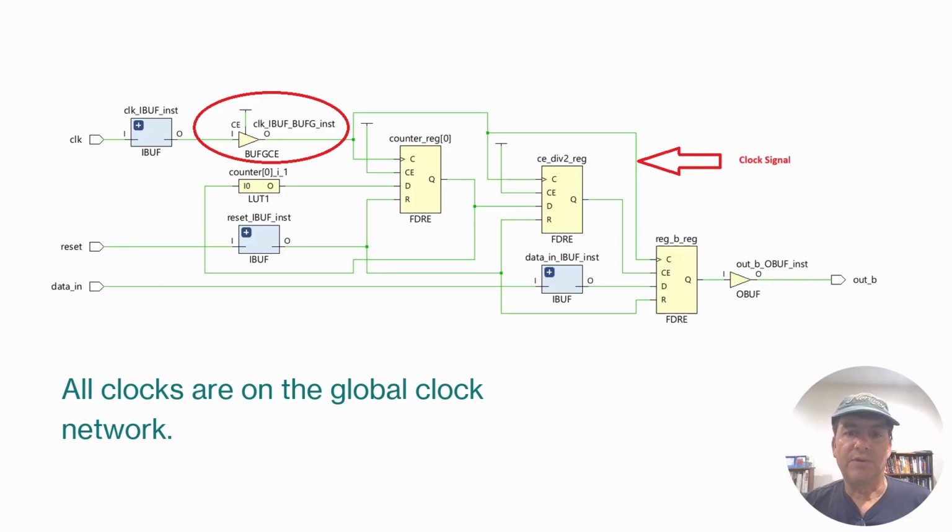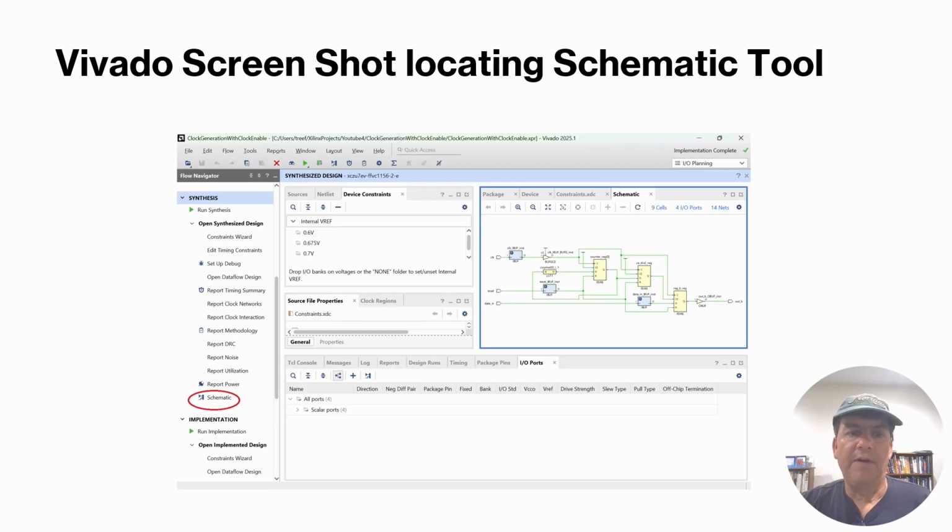In this slide, I show the schematic for the single clock with clock-enabled design we discussed in the previous slides. Notice that every flip-flop's clock pin is connected to the input clock. The presence of BUFGCE confirms that the design is leveraging the global clock network. This is considered good practice. Finally, in this slide, I show a screenshot of Vivado highlighting where the schematic tool is located. You need to run synthesis first to access the schematic. Alternatively, you can run implementation and then find the schematic in the left-hand panel under the implementation step.